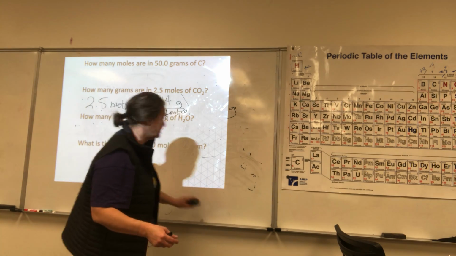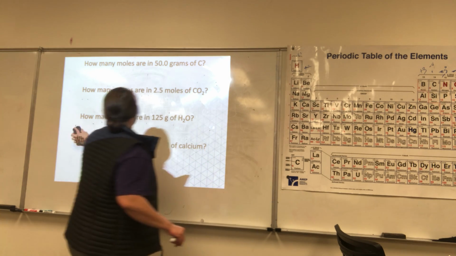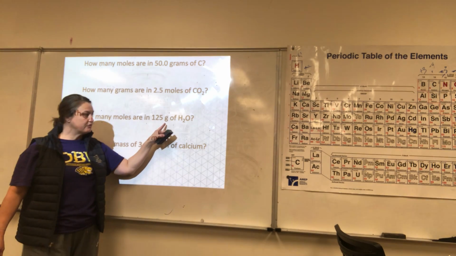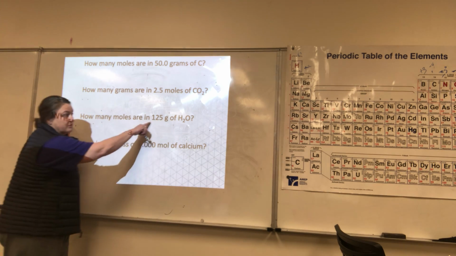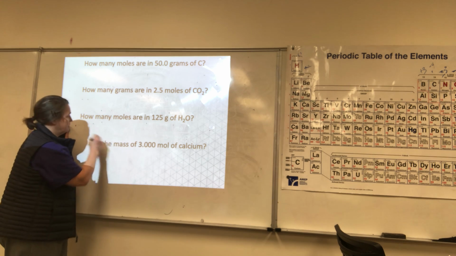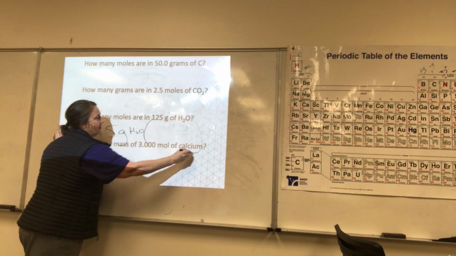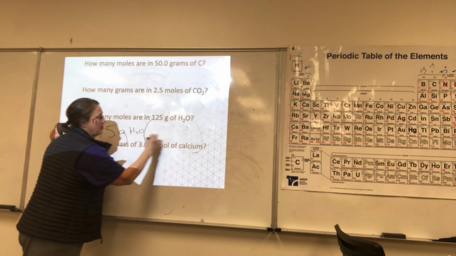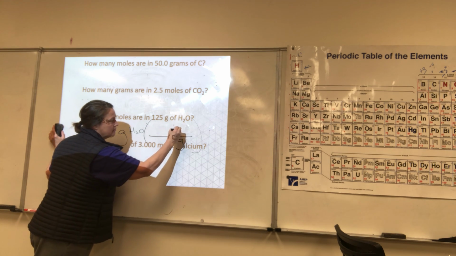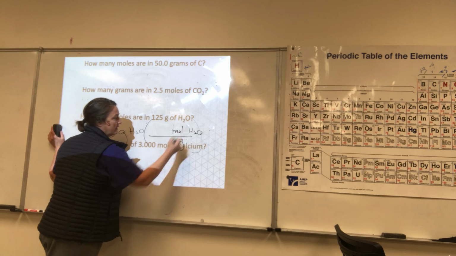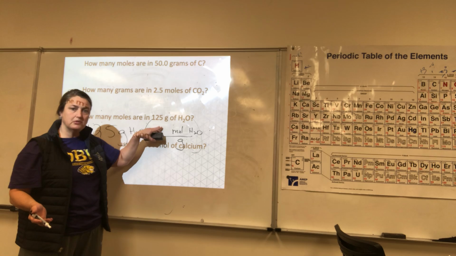Let's do one more 2-step process. How many moles are in 125 grams of H2O, of water? We're going to start out with 125 grams. That's what I've given you. 125 grams of H2O. I'm trying to end up with moles, so I'm going to put grams on bottom, so they'll cancel, and put mole on top, mole of H2O. I've got to figure out how many grams are 1 mole of H2O.